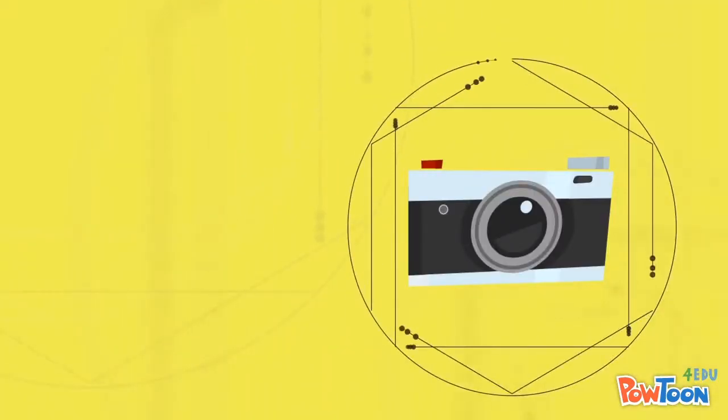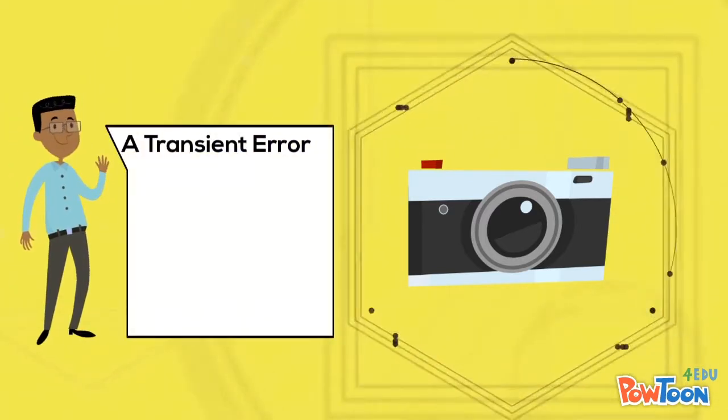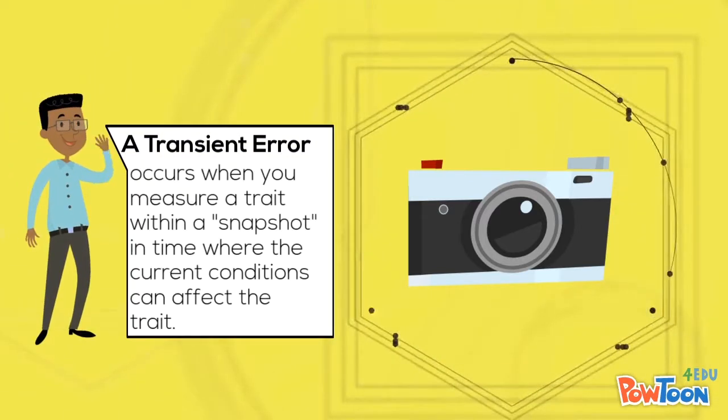Transient errors measure a trait or quality within a particular snapshot of time, where the conditions at the time may affect the trait being measured. The measurement of some things can be elevated depending on when it is measured. Someone with bipolar will score higher on a depression inventory during a depressive episode.